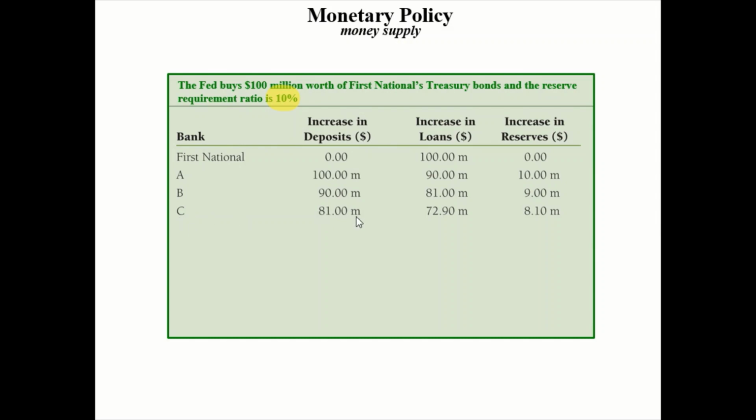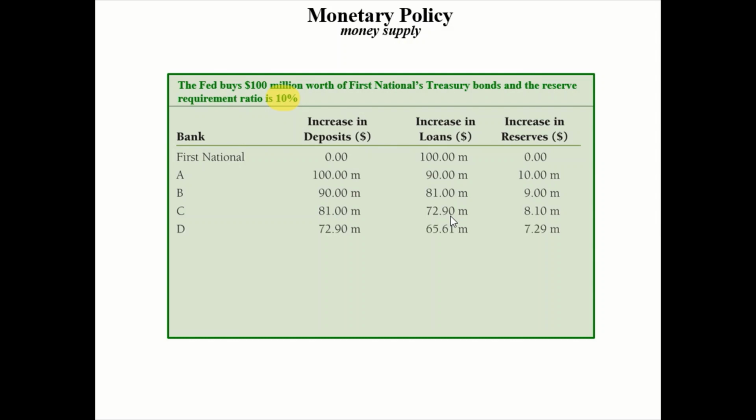Now, when that deposit is made, Bank C has to keep $8.1 million of it on reserve. It can lend the rest of it out, right? So 90% of 81 is 72.9. So it can lend out 90% of the 81 million. Now, does it lend out all 90%? Usually, it doesn't lend out all of it, right? Okay, so now Bank C is going to make a loan of $72.9 million.